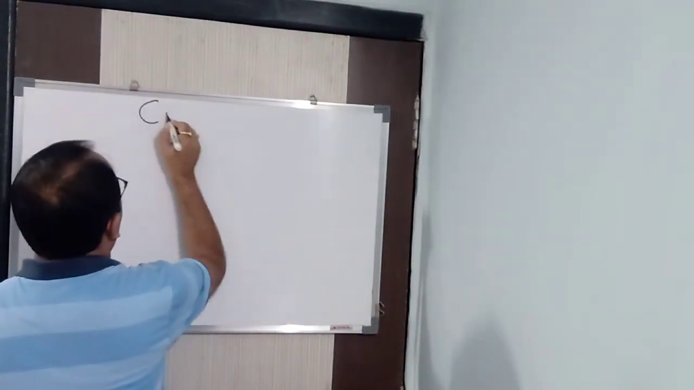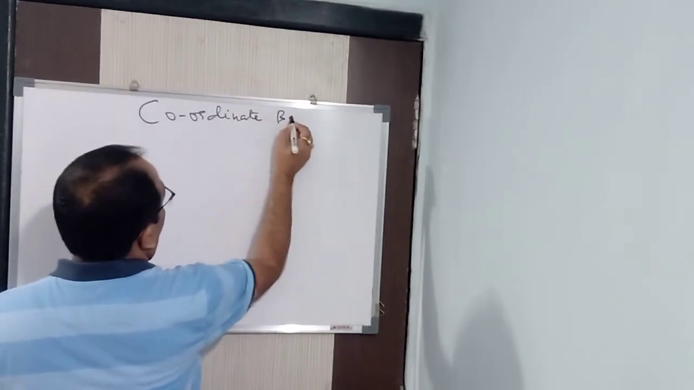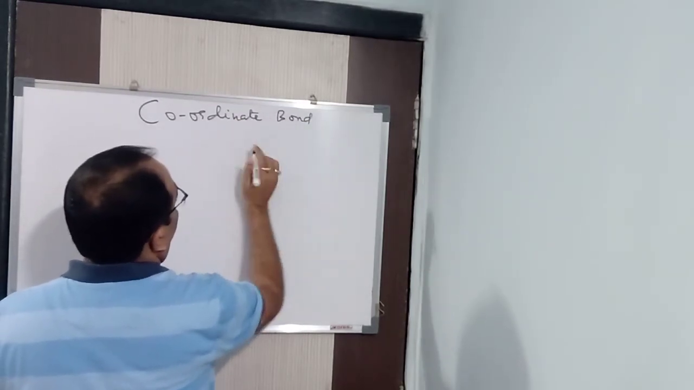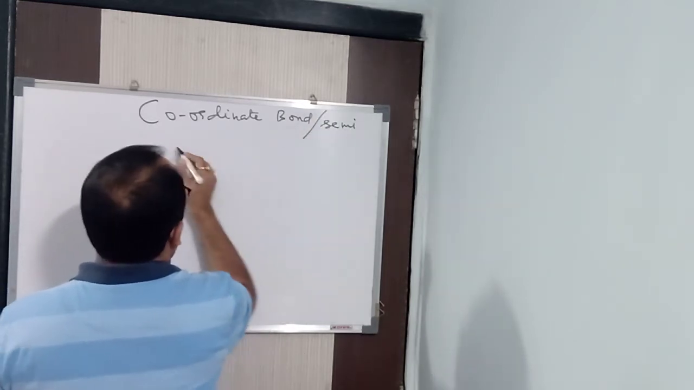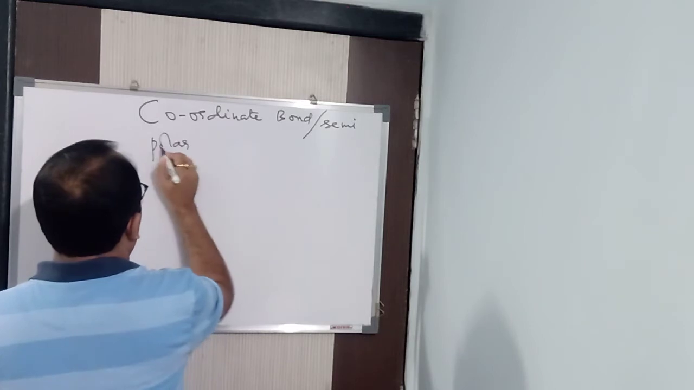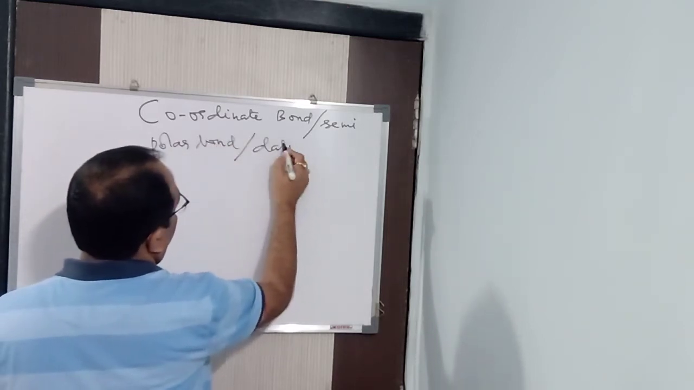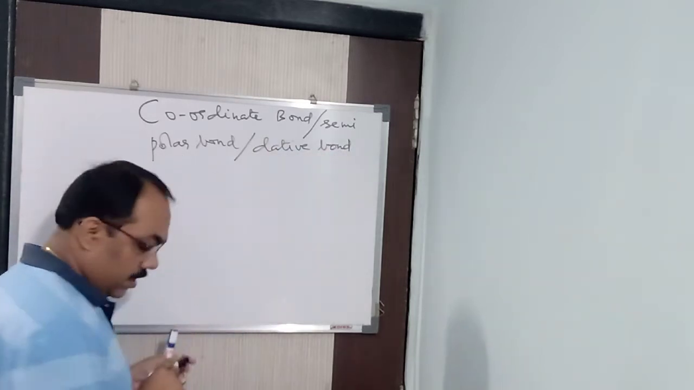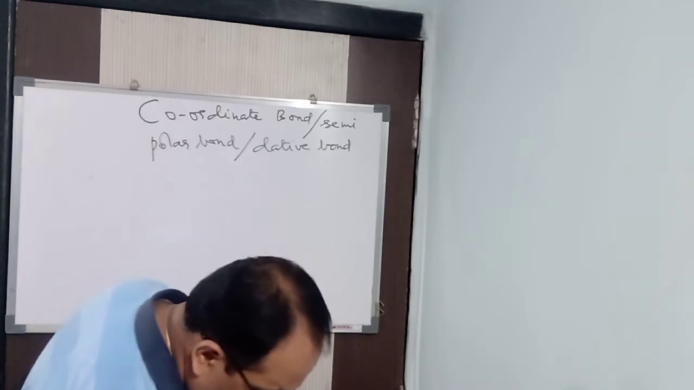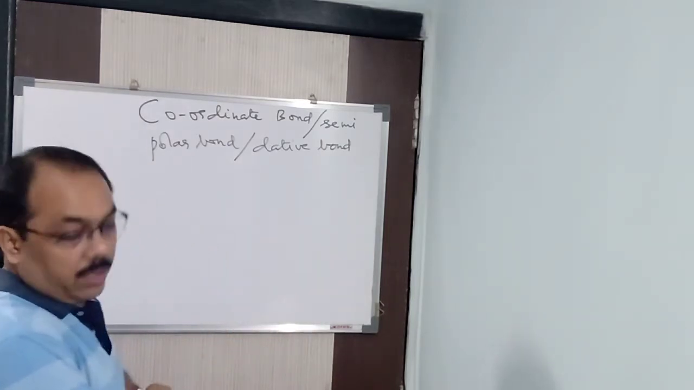Now today we'll start coordinate bonding. Coordinate bond is also called semi-polar bond, also known as dative bond. It is also called dative bond or semi-polar bond, we can say that. Clear? Now why is it semi-polar?